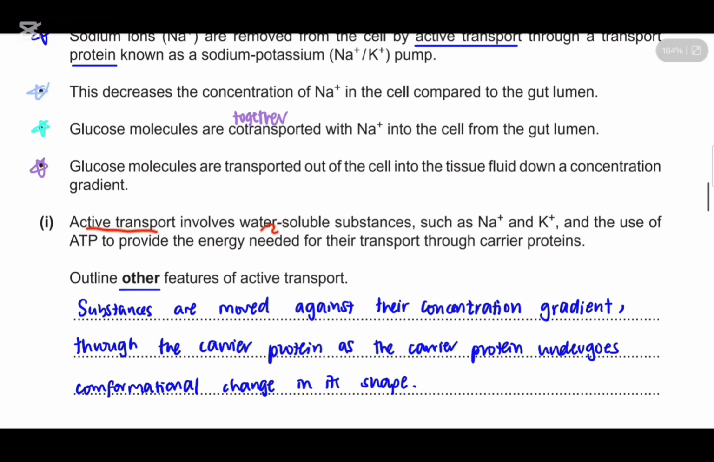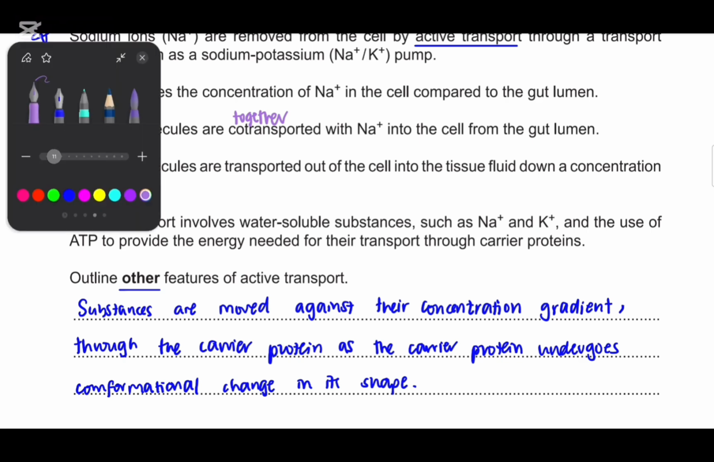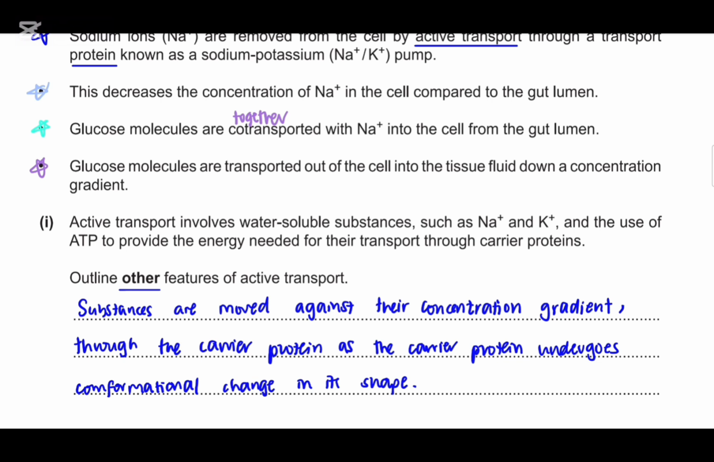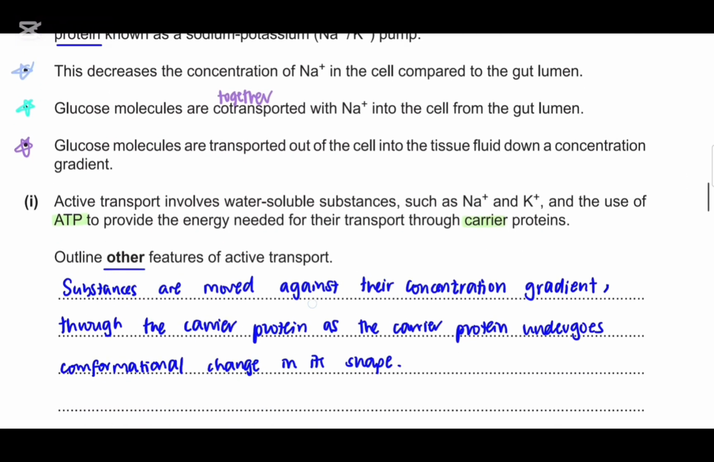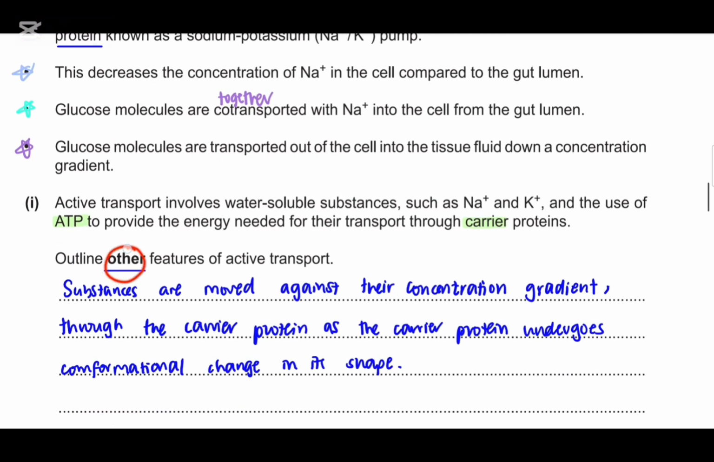Active transport involves water-soluble substances such as sodium ions and potassium ions, and the use of ATP to provide energy for their transport through carrier protein. So that's basically them helping us to define what active transport is already. So again, if you were asked to define, this would be a good note for you, right? ATP. Now outline other features. They want us to mention other features of active transport that are not mentioned in this definition here.